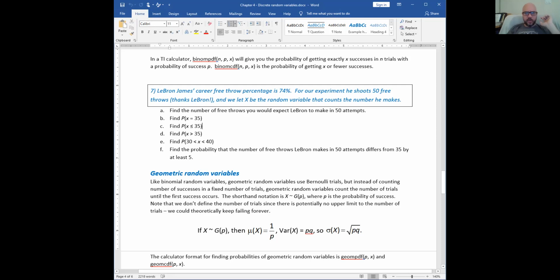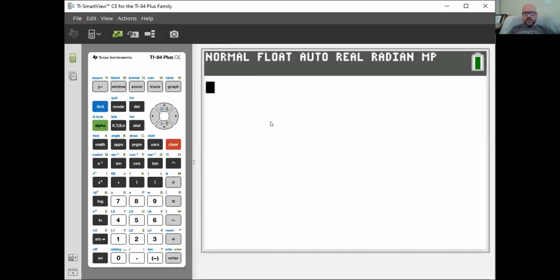So I'm going to pop up the whiteboard and clear all this off. I'm looking for the probability that x equals 35. That is to say, that he makes exactly 35 free throws in 50 attempts. So the way we're going to find that is I'm going to go to the calculator, which I should have open here. Yep, there it is. Here's the calculator. And I'm going to go to distributions, which is the second function of the vars key. So I'm going to press second, vars.